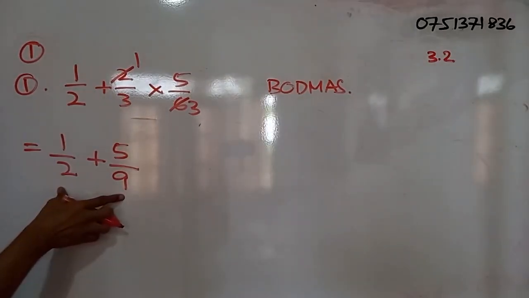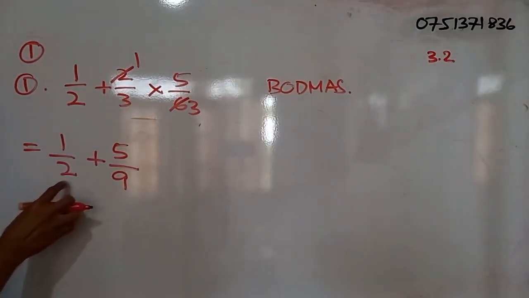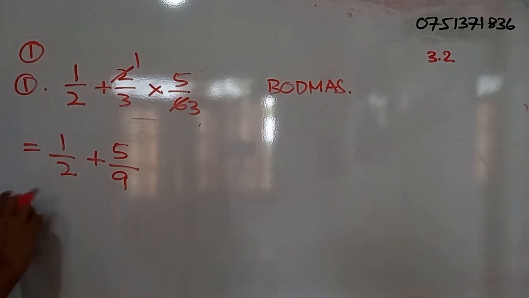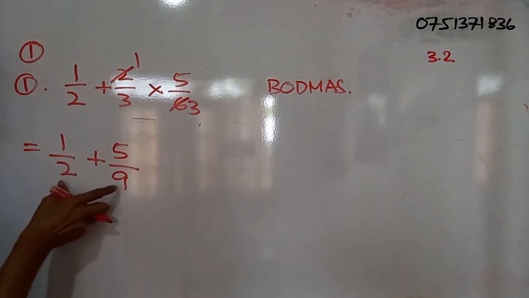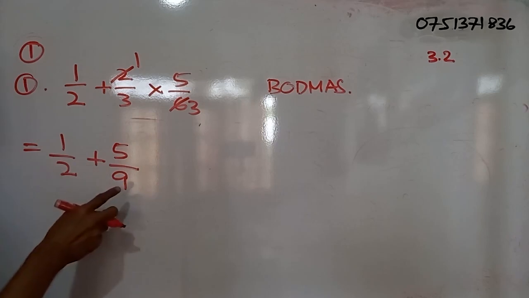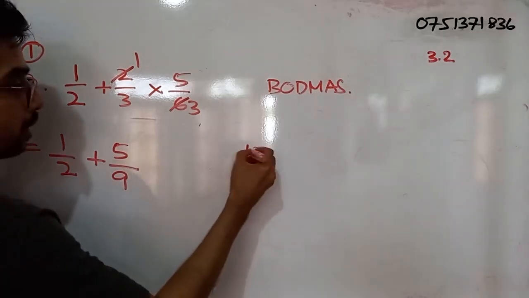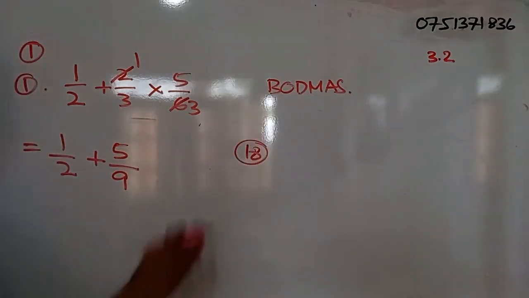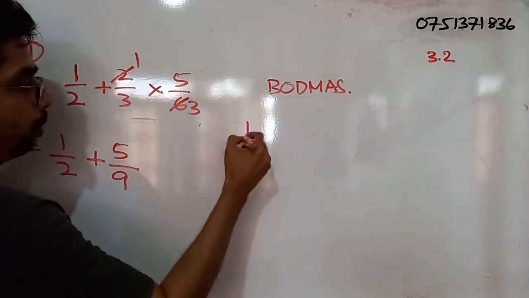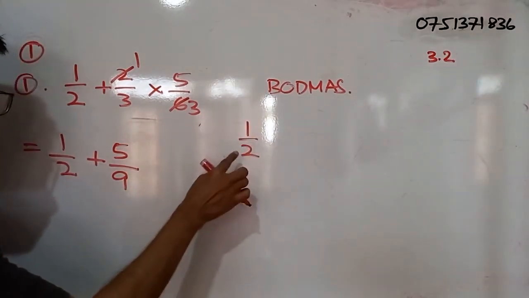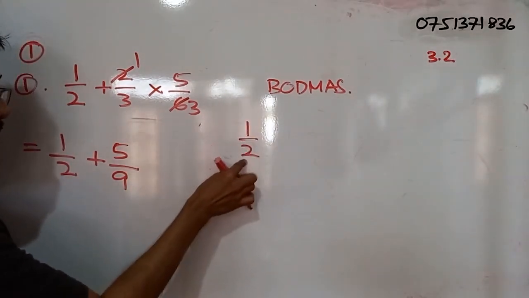Now we have to add these two fractions. So the denominators are not same. So when we consider the numbers 2 and 9, what is the lowest common denominator? 18. Right? So 1 by 2, we have to convert this fraction into a fraction where the denominator is 18.